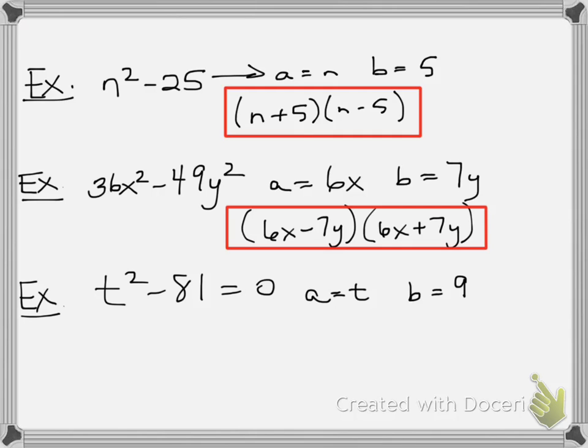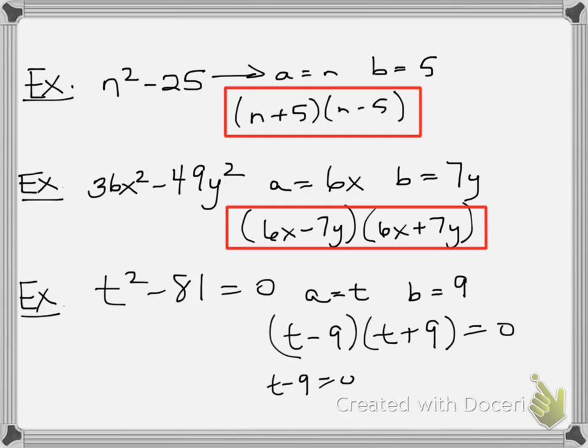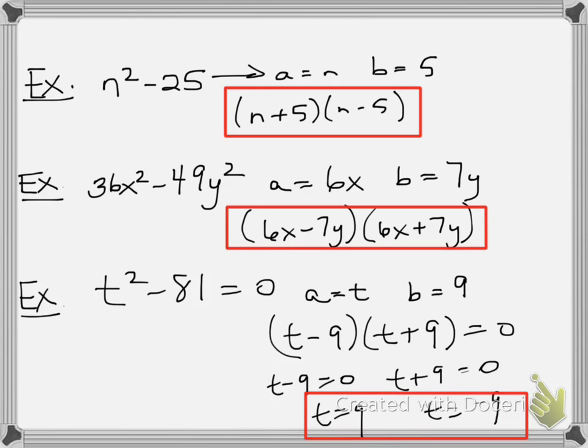So then if I factor this out, I would have t minus 9 times t plus 9 equal to 0, right? If I work this out and solve this quadratic, I would have t minus 9 equals 0, t plus 9 equals 0. And if I solve this out, I add 9 to both sides, I would have t equals 9. And I subtract 9 from both sides, I have t equals negative 9. And that would be the answer to my quadratic right there. t equals 9 and t equals negative 9.